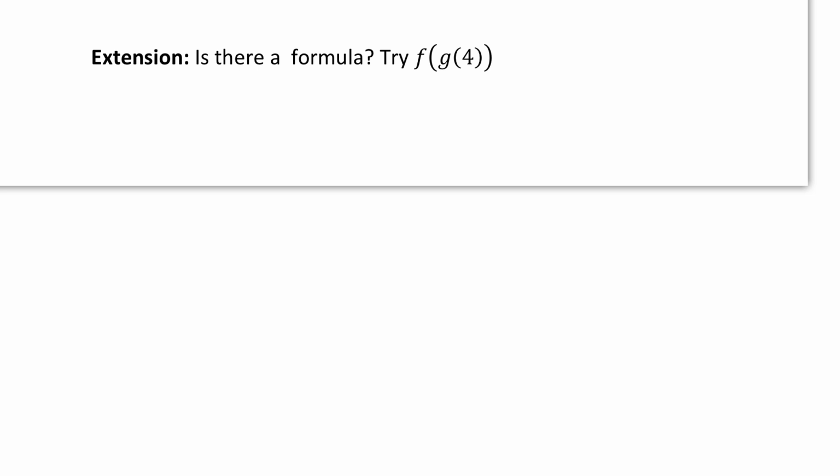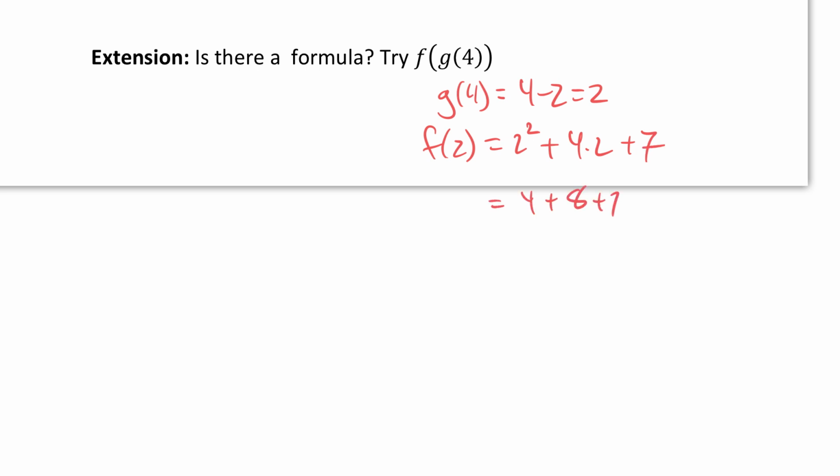All right, well, hopefully you gave it a try. You should have the following. g of 4 equals 4 minus 2, which is 2. f of 2 is 2 squared plus 4 times 2 plus 7. So that's going to equal 4 plus 8 plus 7, which equals 19. So what we had here was the following numbers. We had a 4, then a 7, then a 12, then a 19.